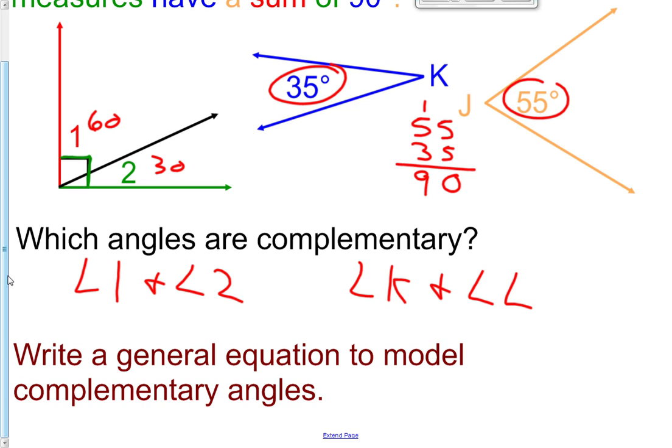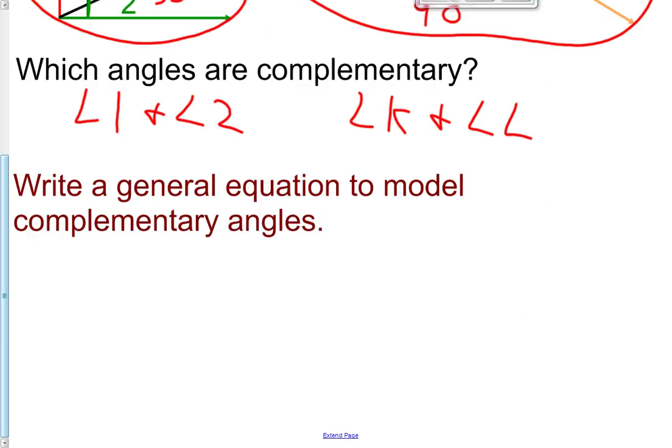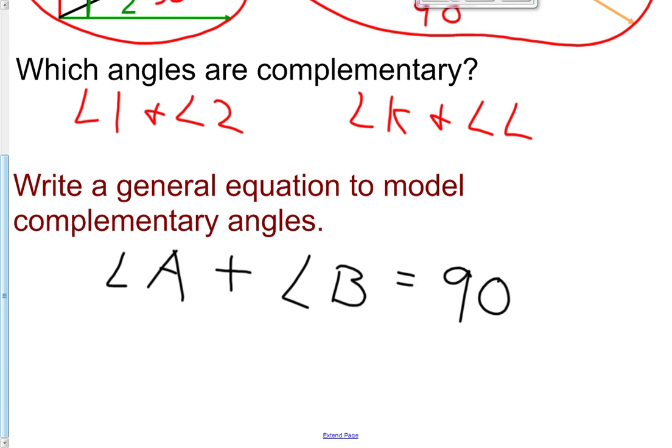Now it says, write a general equation to model complementary angles. On this first example, we said angle 1 plus angle 2, when you add them together, that sum is 90 degrees. Here, we said angle K plus angle J, when you add them together, equals 90 degrees. So to use a general equation, if we take one angle, I'll call it angle A, and another angle, I'll call it angle B, the sum, when we add those two angles together, equals 90 degrees. That's what complementary means: two angles that when you add them together equal 90.